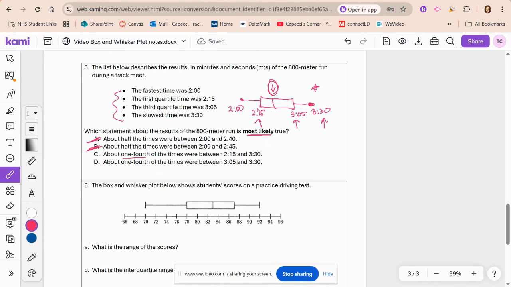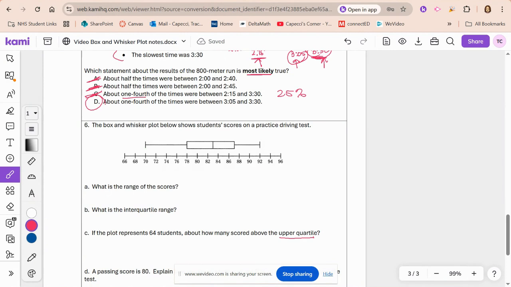About 1/4, remember 1/4 is 25%, right? 1/4 of the times were between 2:15 and 3:30. Well, that would be 75%, not 25%. So that's a no. About 1/4 of the times were between 3:05 and 3:30, which looks good, right? Because every chunk there is 25%. So we're going to go with letter D.